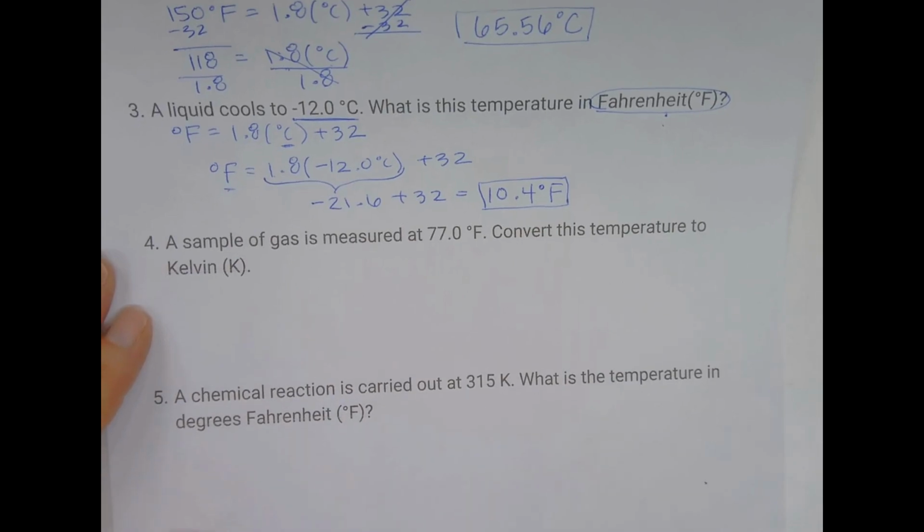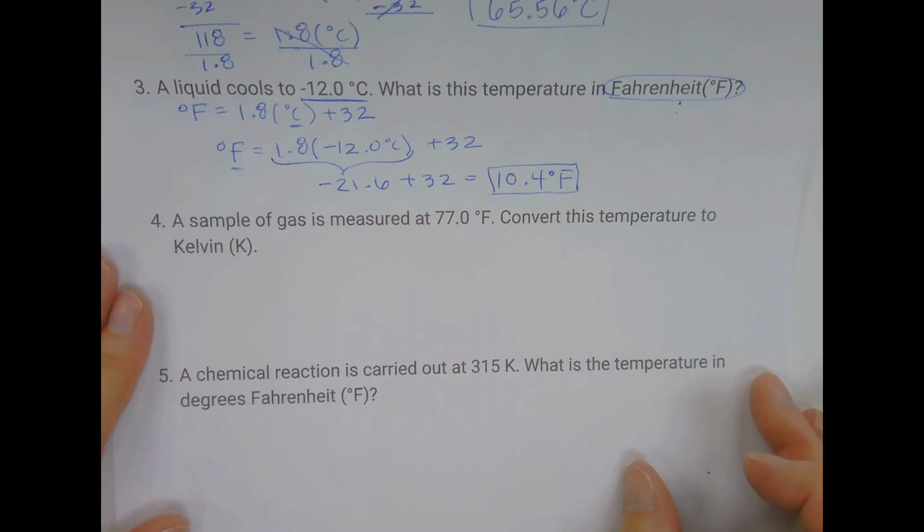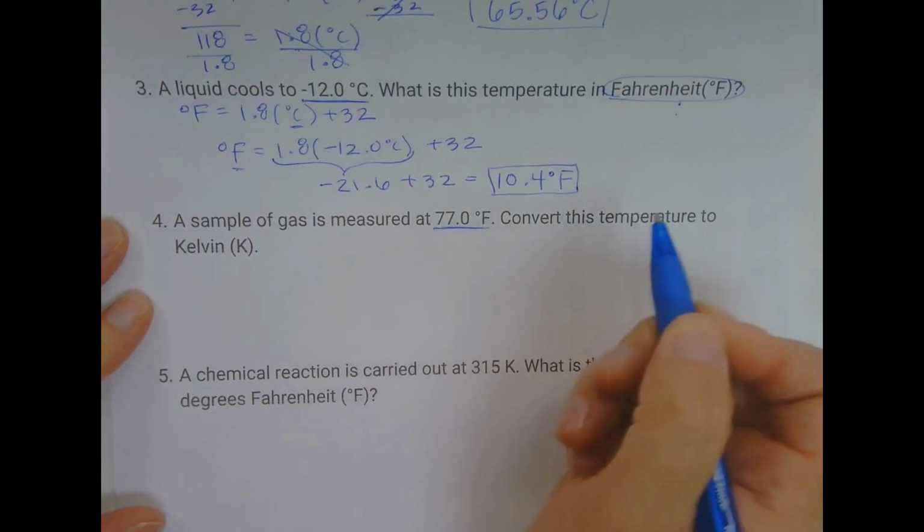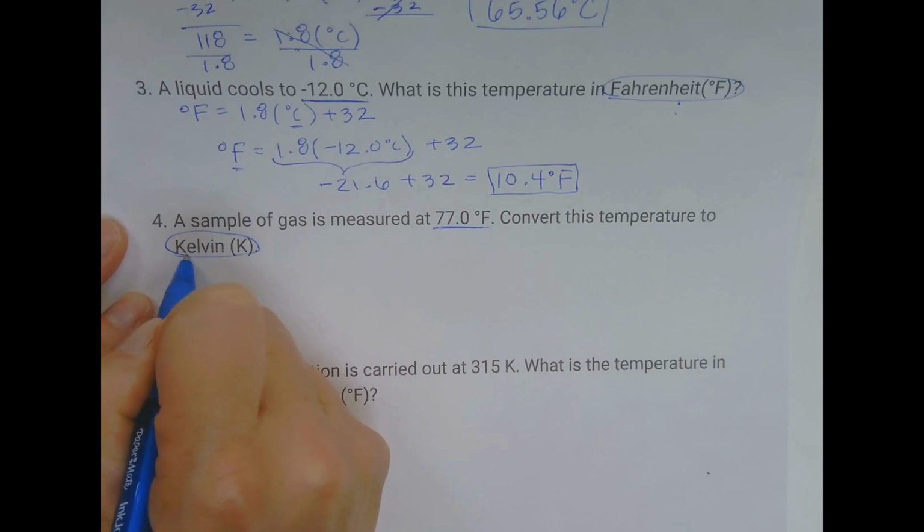A sample of gas is measured at 77.0 degrees Fahrenheit. Convert this temperature to Kelvin. Okay, so I'm given degrees Fahrenheit and I'm looking for Kelvin.